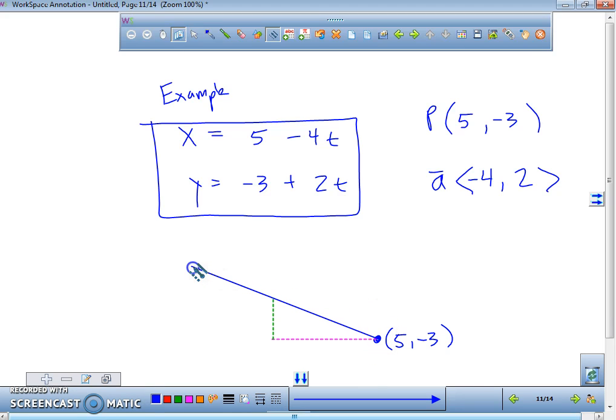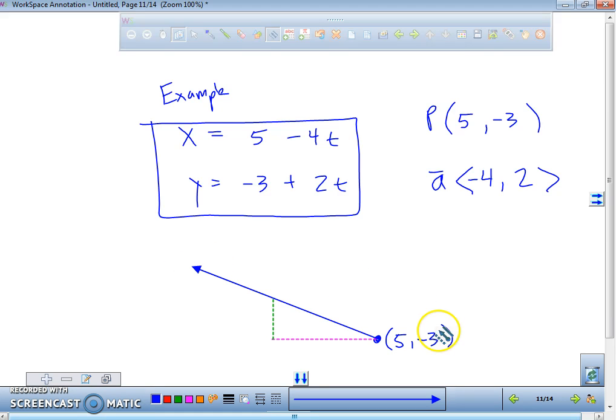Your graph would look something like this, and would continue to go up. This is if t is equal to 1. If t equals 2, then it would go up 2 triangles and 3 triangles. All right, so make sure you know how to write vector equations and parametric equations.